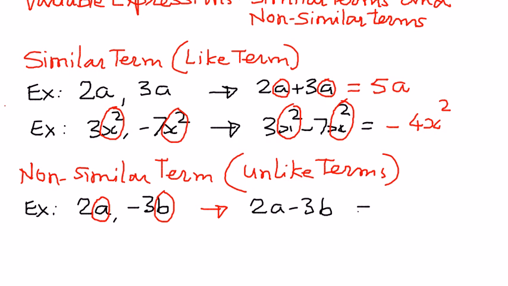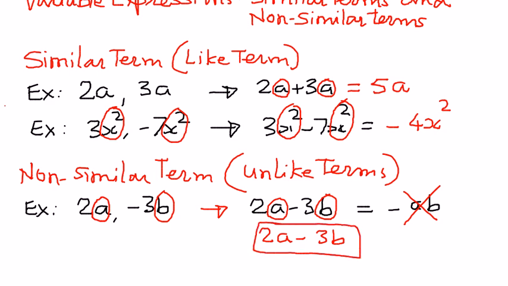We cannot write this one as, let me show you this way, negative ab. We cannot write it like that. This is incorrect. This is not the right way to look at it. We are looking at the variable term here, and this variable term here. Since these variable terms are not similar, they are unlike terms, and therefore we're going to leave the answer in this manner itself, 2a minus 3b. This is where we want to leave it.